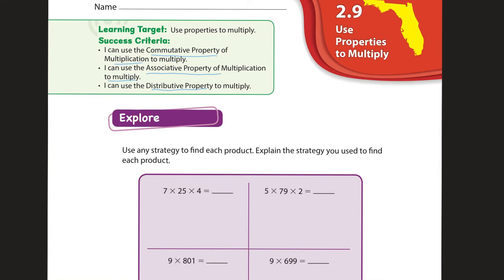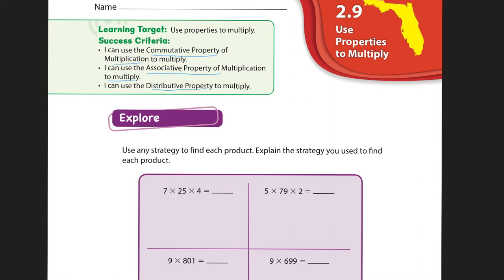In the Explore, it says use any strategy to find each product. Explain the strategy you use to find each product. You could multiply this using any way you want. But let's take a look at some of these properties because they can help us figure out how to answer multiplication problems that have various numbers or various steps. So 7 times 25 times 4, for example.